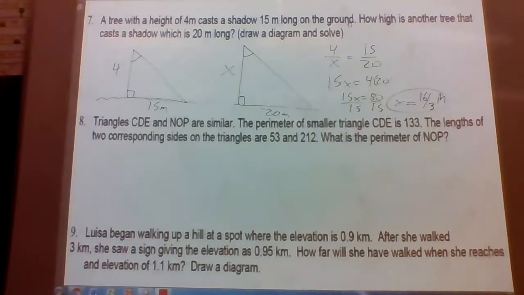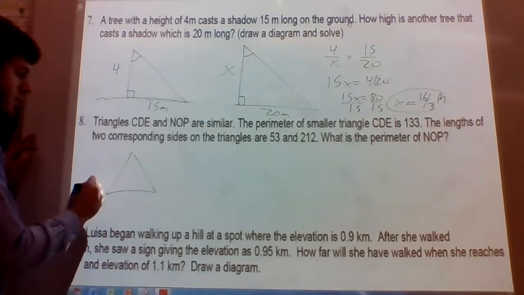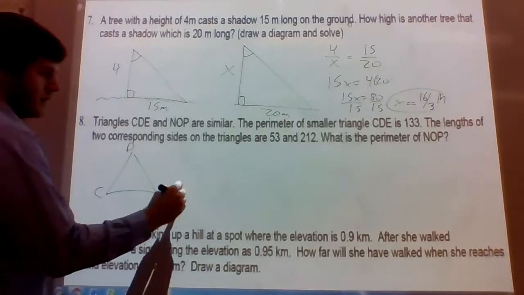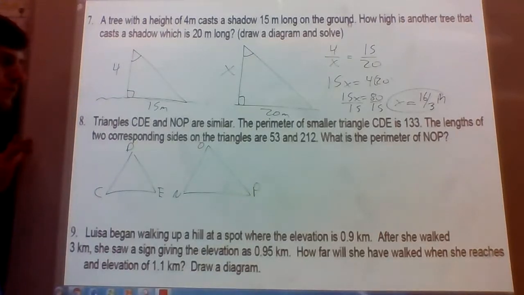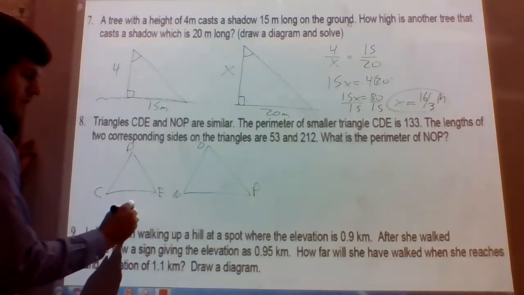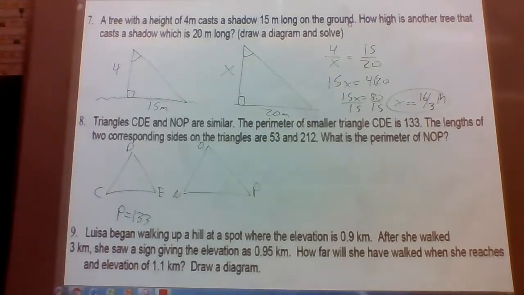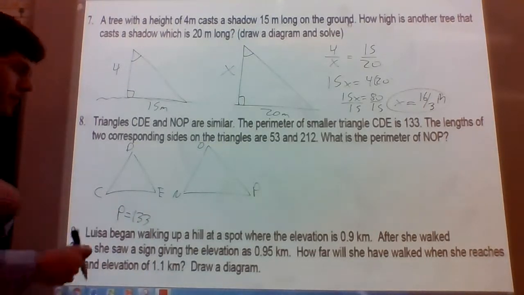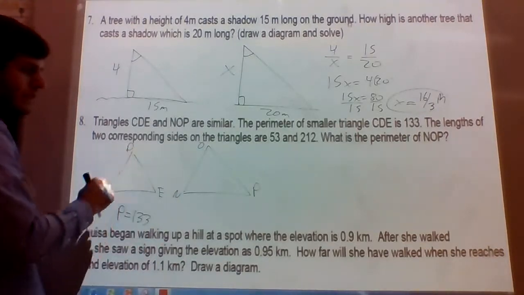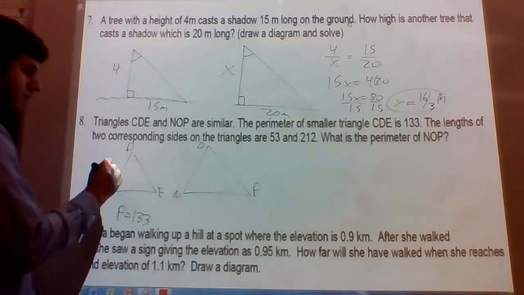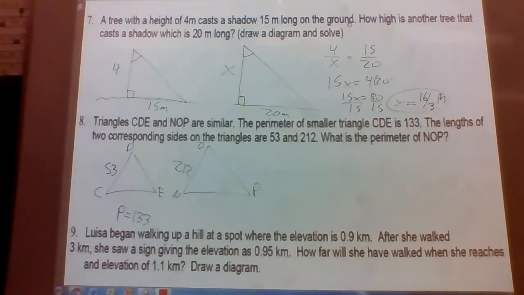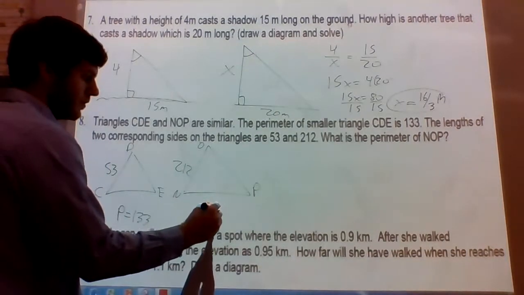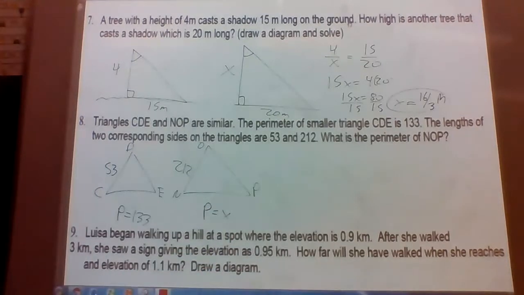Okay. Triangles CDE and NOP are similar. So here's triangles CDE, triangles NOP. The perimeter of the smaller triangle is 133. The lengths of two corresponding sides of the triangles are 53 and 212. It doesn't matter which ones we pick as long as they're corresponding. So I'm just going to do CD and NO. CD is 53, NO we're going to say is 212. Again, it could be any pair here as long as they're corresponding. What is the perimeter of NOP? We're going to call that X.